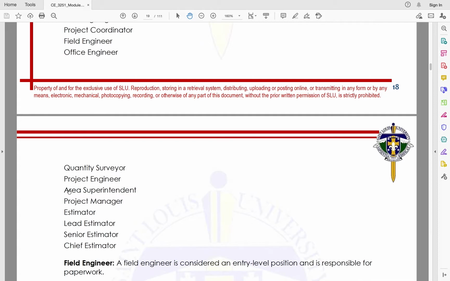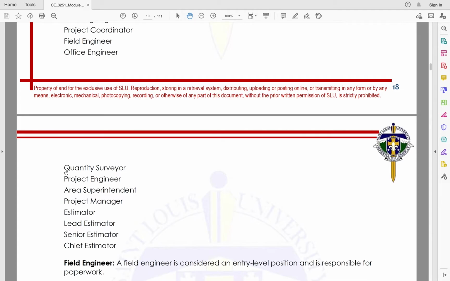Next is a quantity surveyor. So we have defined this in our quantity surveying. A quantity surveyor is a person in charge in everything that involves money from pre-construction, construction, and post-construction stage.